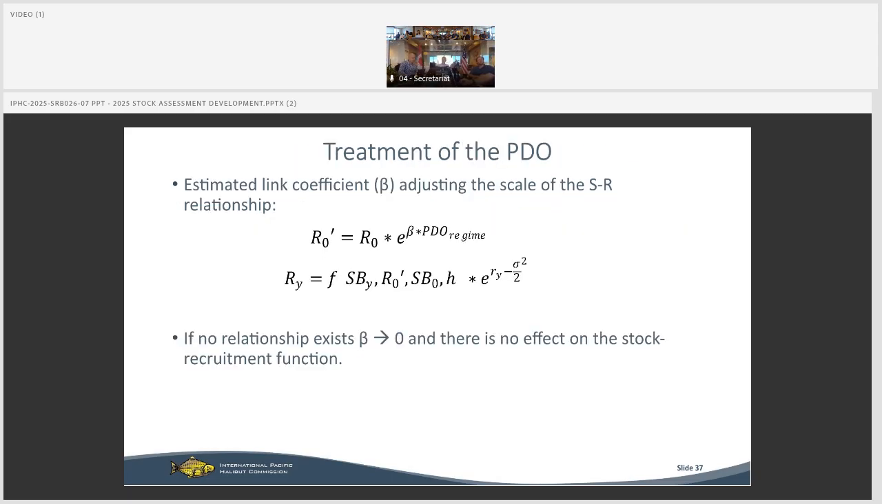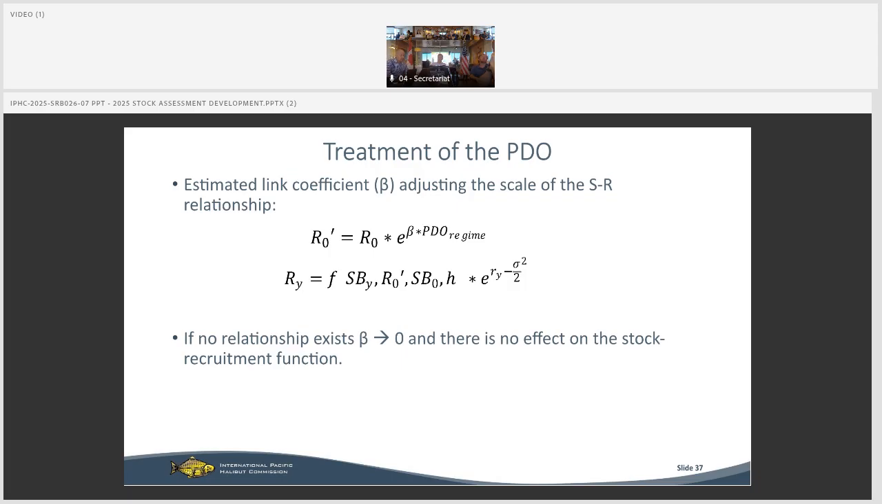Okay, so this is how we treat the PDO. The PDO is done using a link coefficient. Here I'm showing this as beta, where beta is a modifier on R0, e to the beta times the PDO, a binary PDO regime. So when the PDO regime is 1, beta affects the R0 parameter in the stock-recruit relationship, and when PDO is 0, it cancels out.